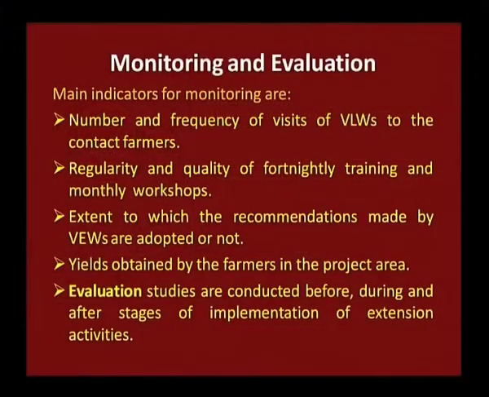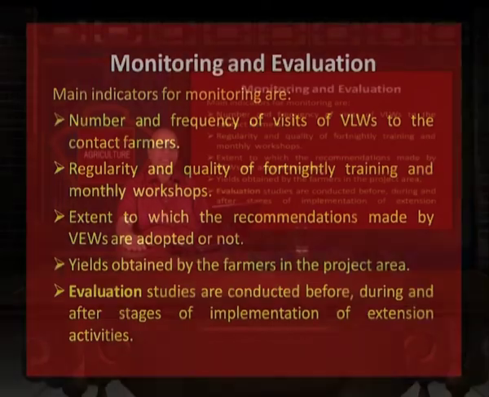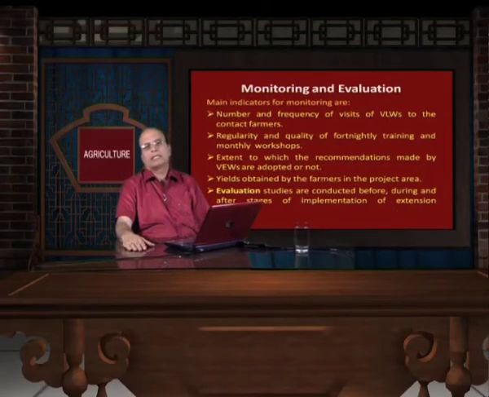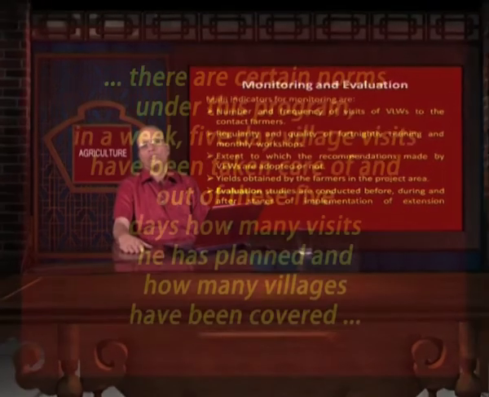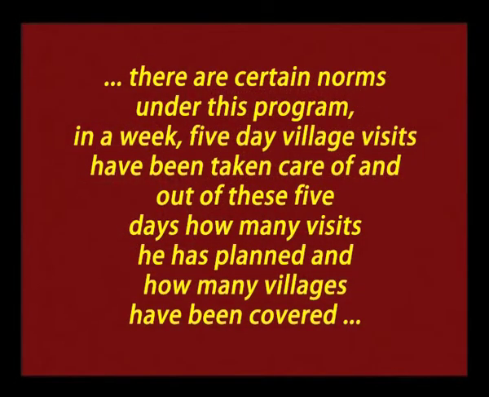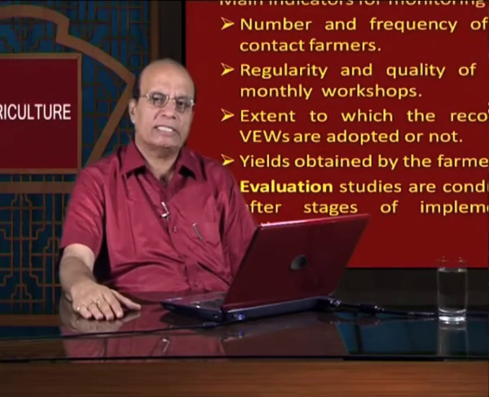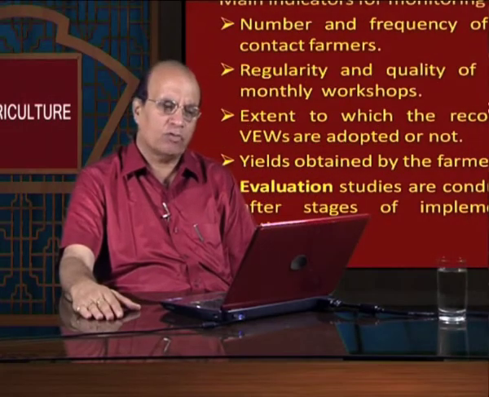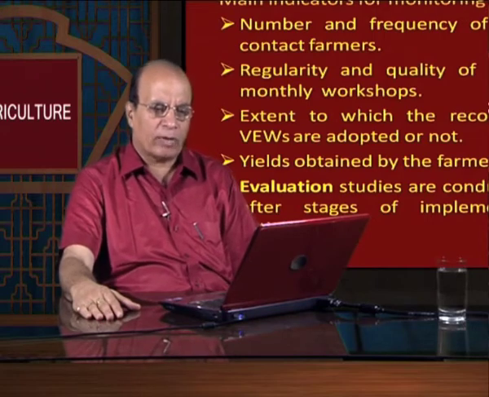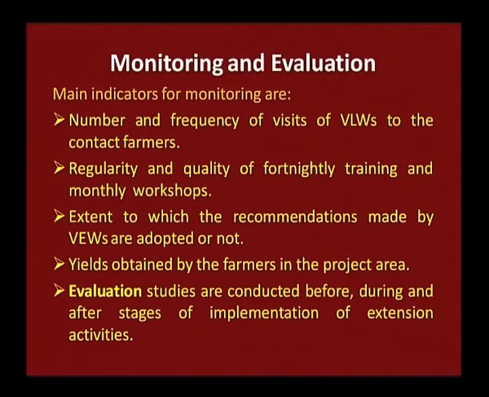The main indicators of monitoring are the number and frequency of visits of the VLW to the contact farmer. How many villages he is supposed to cover and how many he has already covered, that we have to find out. There are certain norms of this program. In a week, 5-day visits are carried out, and out of 5 days, how many visits he has planned, how many villages he has covered so far, the number of visits in a particular village and frequency of visits, and the regularity and quality of fortnightly training and monthly workshop.